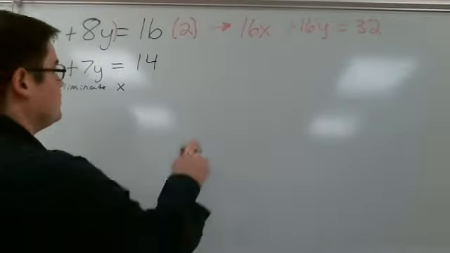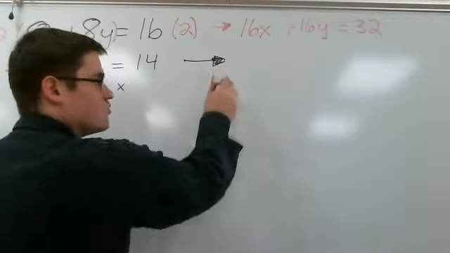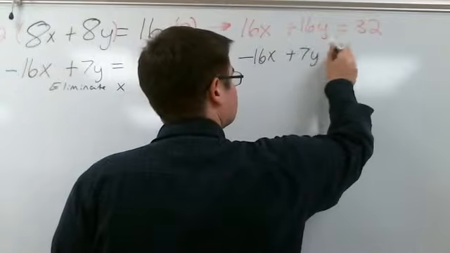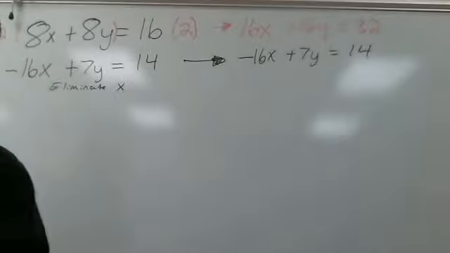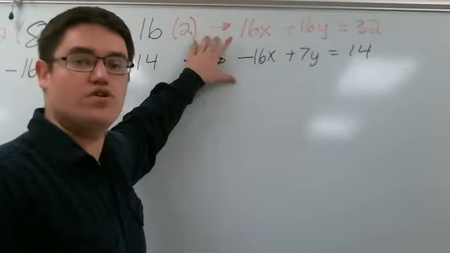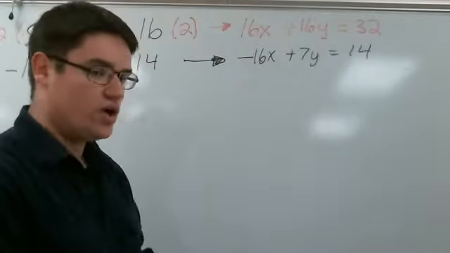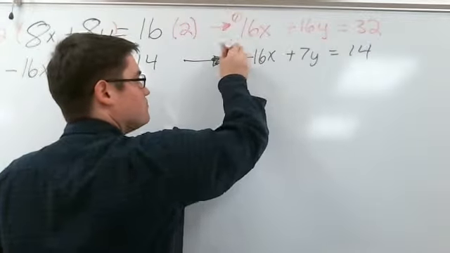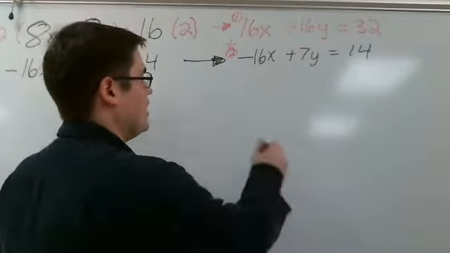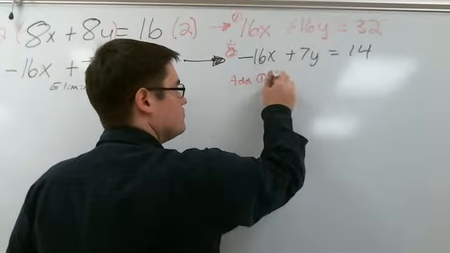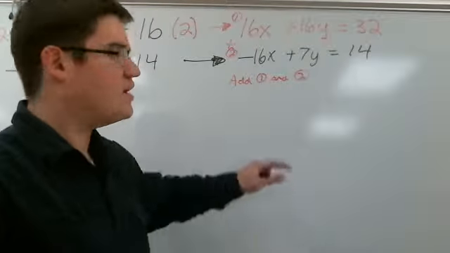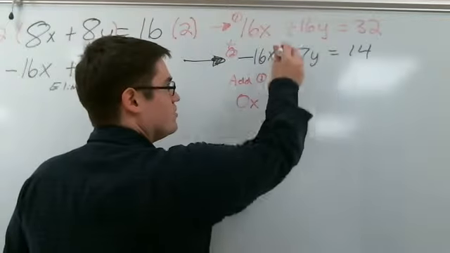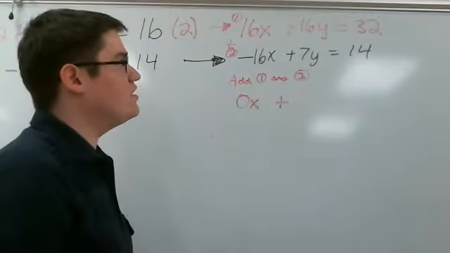And then if I look at my next equation, I didn't do anything to that. So I'm going to keep that one the same. Okay. Now we have our system that we're used to using elimination. If you look, if I add equation 1 and equation 2 together, so add 1 and 2, 16x, negative 16x gives us 0x, plus 16 plus 7, so 23.